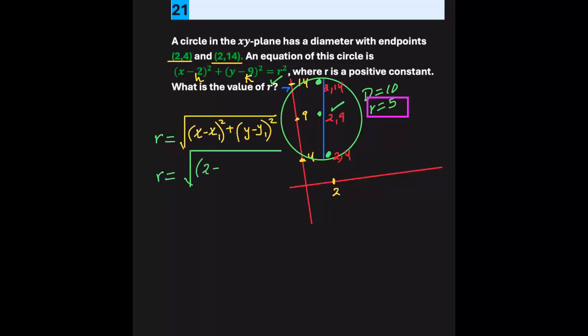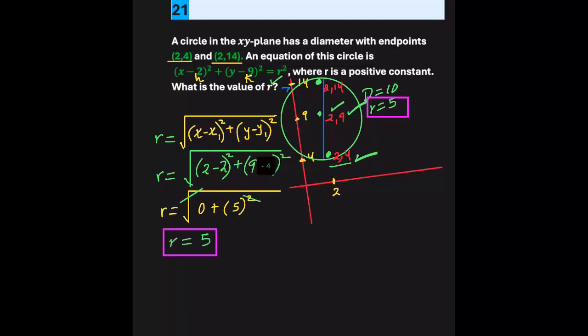And if you want to use the formula, r is equal to the square root of 2 minus 2 from this endpoint, plus 9 minus 4 from here, and r is equal to the square root of 0 plus 5 squared. And the square root and this square will cancel, and r is equal to 5. And that's the answer. Let's go to the next one.